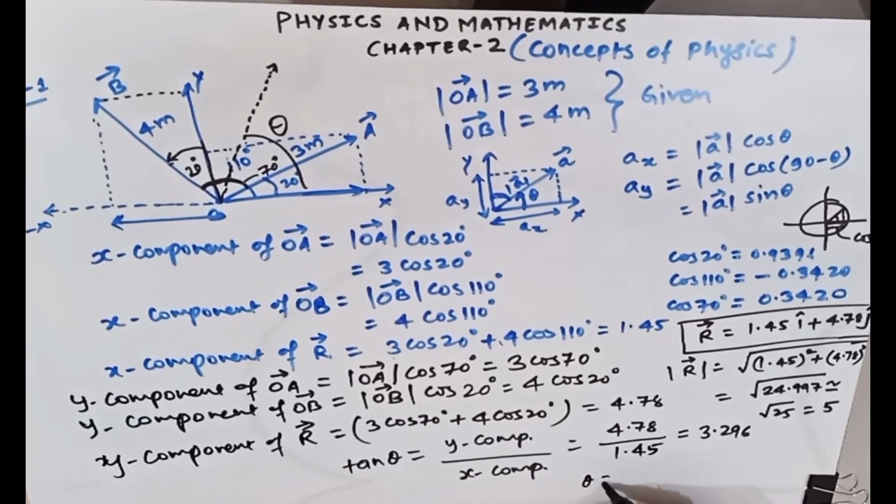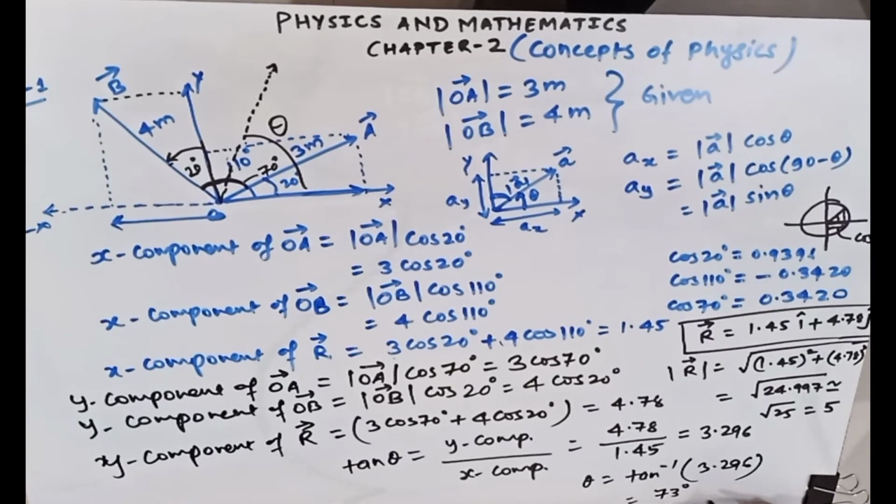So how can we find it? We can take the inverse tan of this value, 3.296, and if you use a calculator, then you can find this value as 73 degrees. Okay, so now let's summarize what we did here.